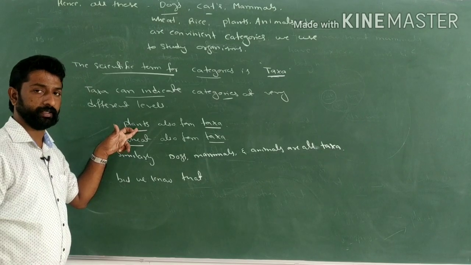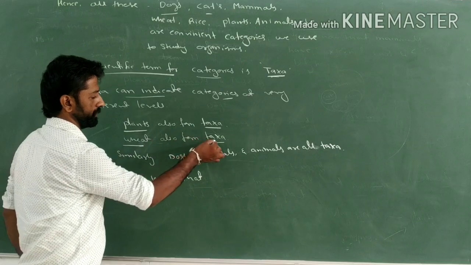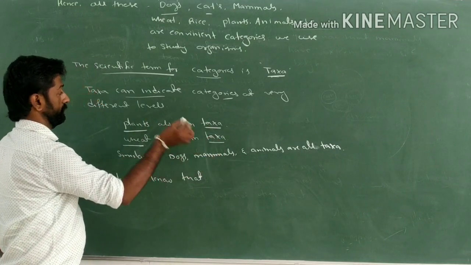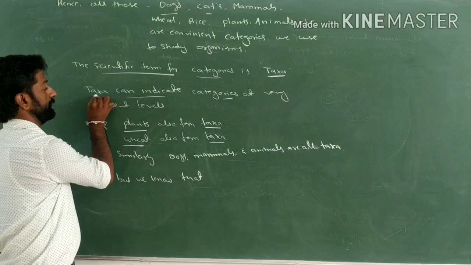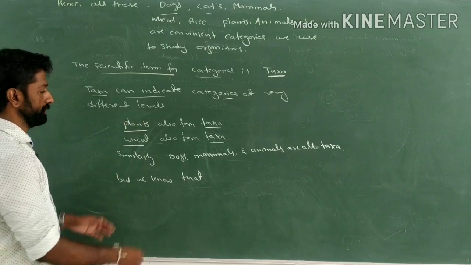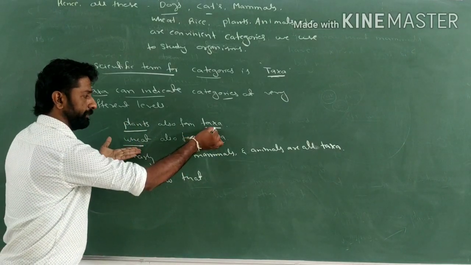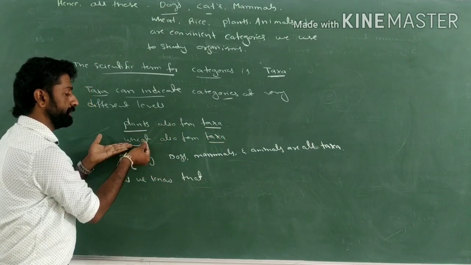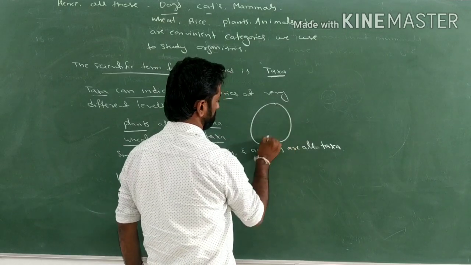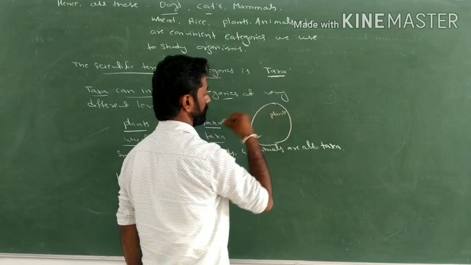Plants is another taxa. So wheat is also represented as a taxa, and plants is also represented as a taxa. As per the sentence stated here, taxa can indicate categories at very different levels. So taxa is representing wheat as a separate category, and the same taxa is representing plants, in which wheats are included.